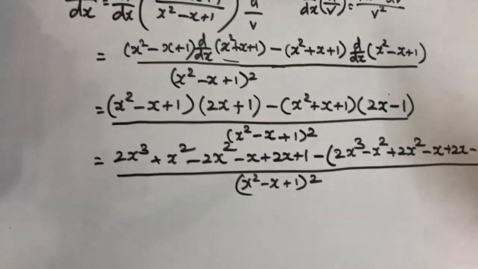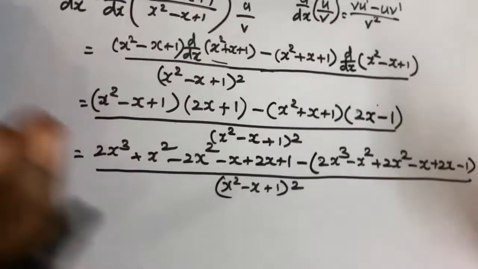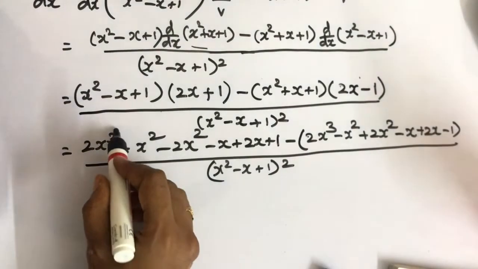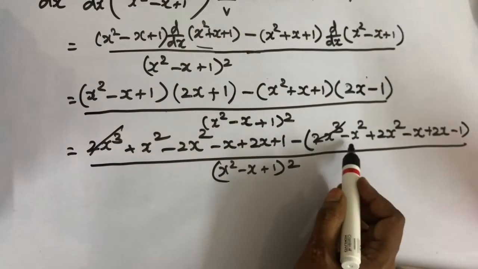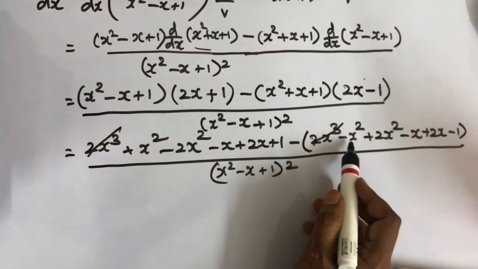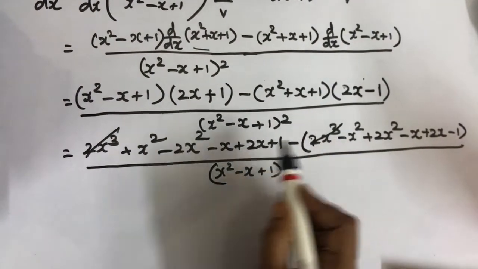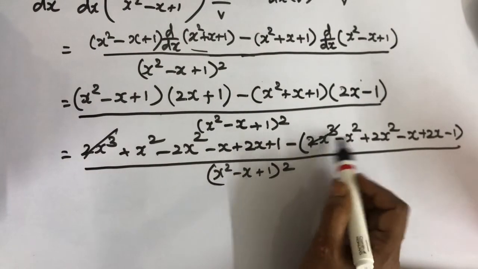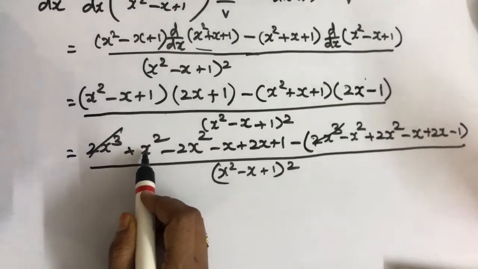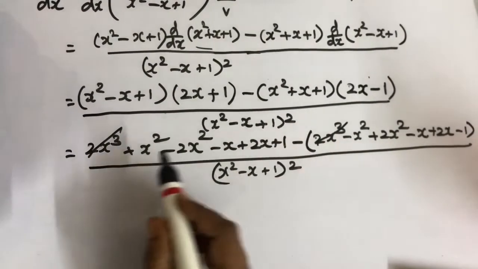Okay. So like terms will get cancelled. 2x cube minus 2x cube goes. Plus x square. Here minus of minus. So it is 2x square, isn't it? But here we have minus 2x square and minus 2x square also. So plus x square. Here plus x square. So 2x square.